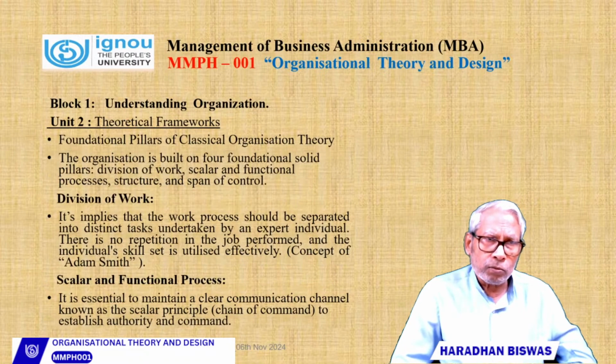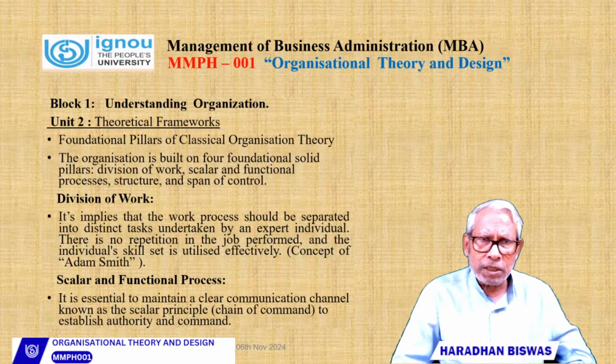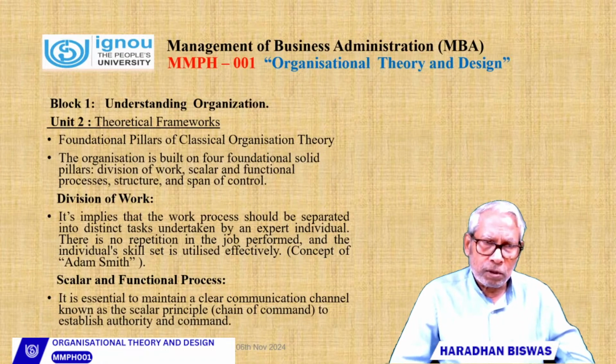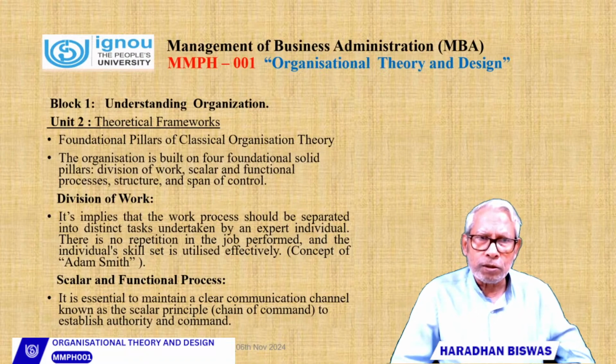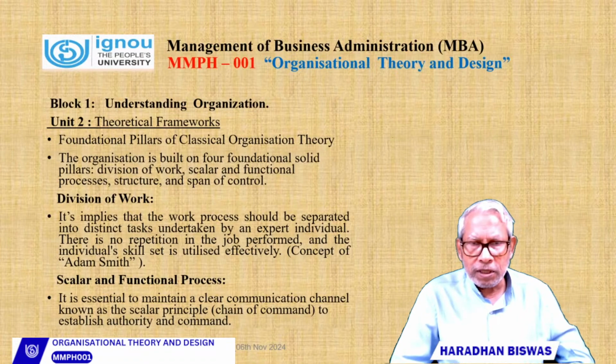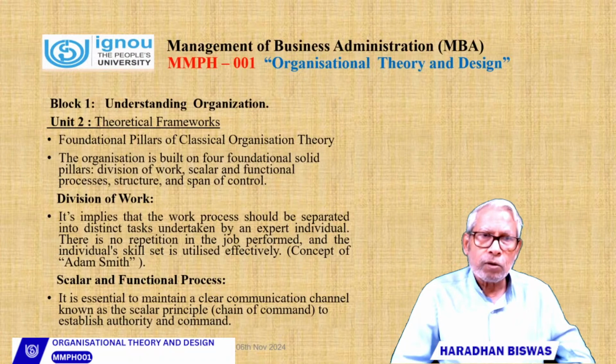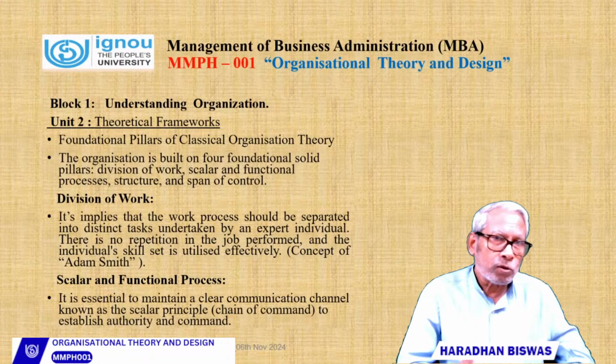And the pillars of classical organization theory are defined in such a way that some fundamental, solid pillars are there. One is the division of work, then the scalar and functional process, and the span of control. There are three ways it is defined. First, division of work is definitely required. You have to have separate divisions where the work is particularly performed. There should not be any repetition.